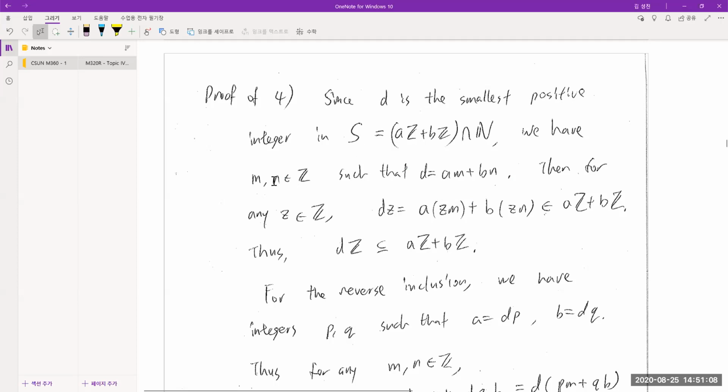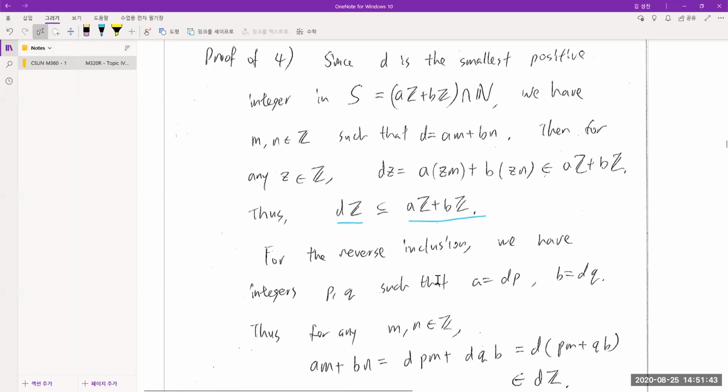So we have the integers m and n such that D is am plus bn, the integer linear combination of a and b. Then for any integer z, the multiple of d can be written as an integer linear combination of a and b because of this. Okay? So any integer multiple of d is included in the integer linear combination of a and b.